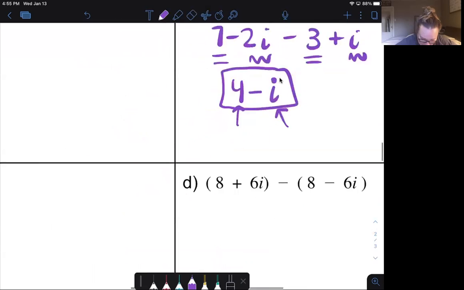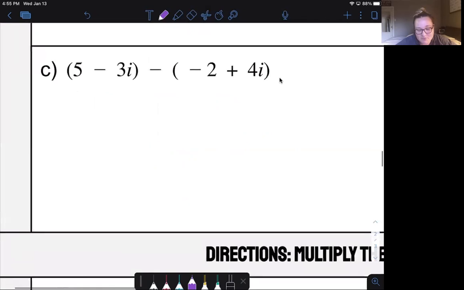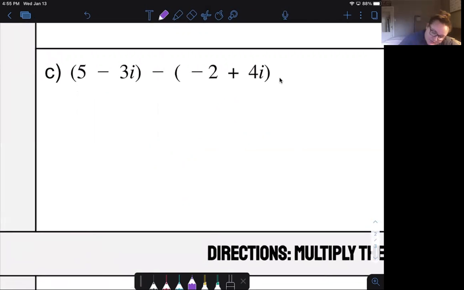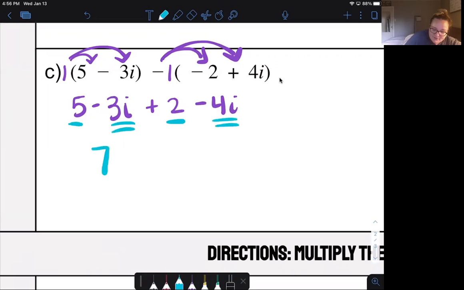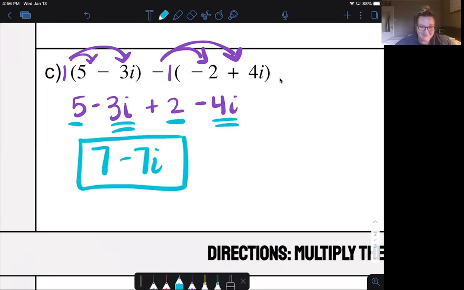So now let's subtract. So when we subtract, we've got to watch out, because we have to distribute a negative to the second set of the parentheses. So the first set still has this positive 1. If I distribute this positive 1 to 5 and negative 3i, they're not going to change. But if I distribute a negative 1 to negative 2, I get positive 2. When I distribute the negative 1 to a positive 4i, I get negative 4i. So let's combine our like parts. So 5 plus 2 is 7. Negative 3i minus 4i is negative 7i. So our complex number is 7 minus 7i.